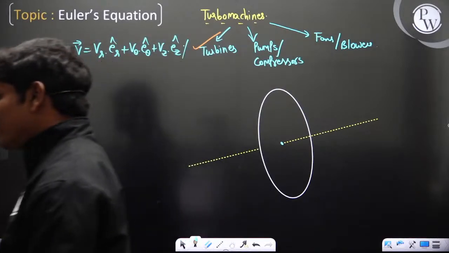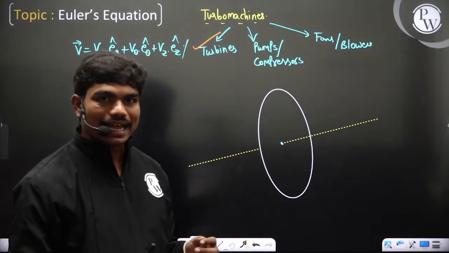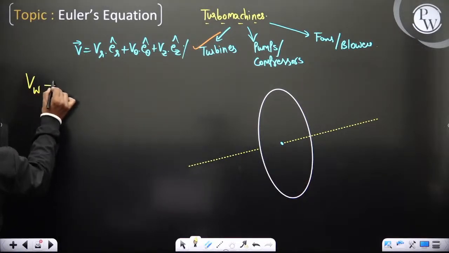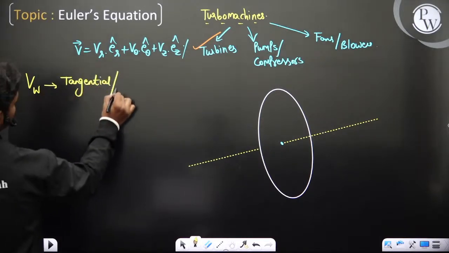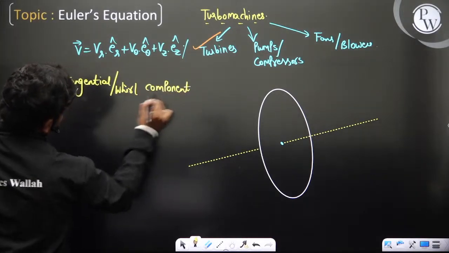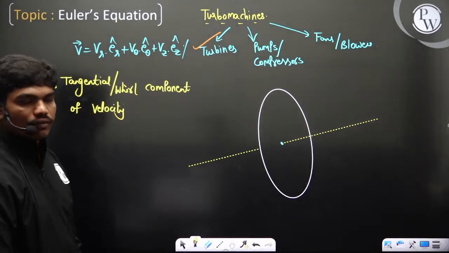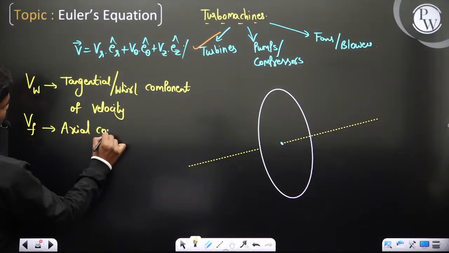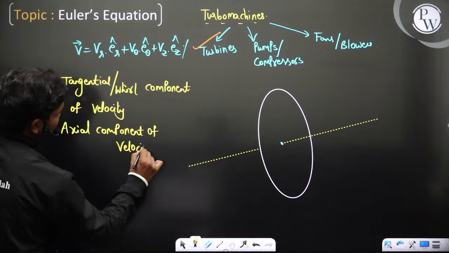So that's why for rotation of any circular disc or in general any rotor, this tangential component of velocity is actually important. And the tangential component of velocity we normally denote with V_w, or sometimes this is also called, this w is due to the rotation, the whirl component of velocity. So this is the whirl component of velocity, and we also have the axial component of velocity. So this is the axial component of velocity.